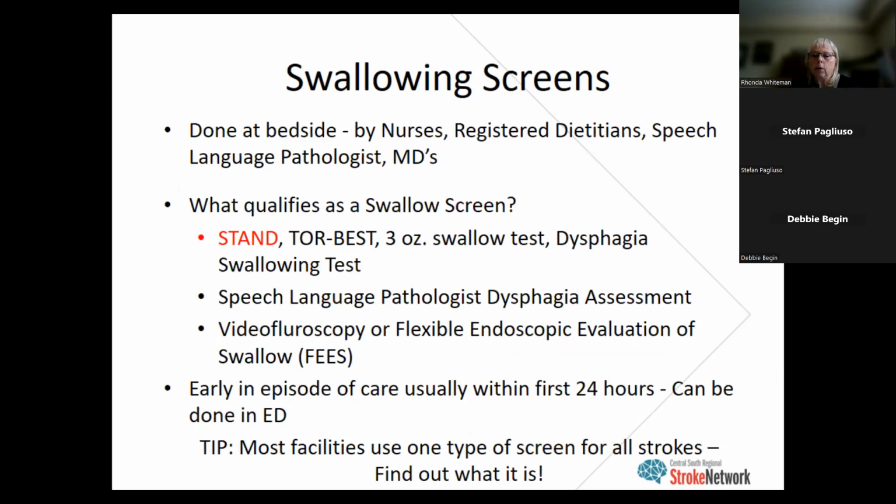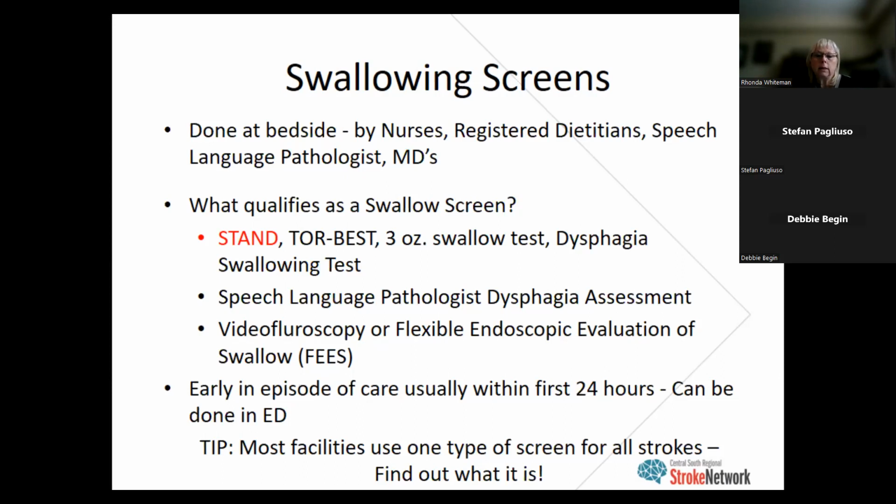You may see in some organizations that don't have SLP, a registered dietitian is documenting a screen. You may only see an SLP assessment in some situations, or some physicians may do a 3-ounce water test. What qualifies as a screen? There are identified tools that organizations will use. Most will use one type of screen, so find out what it is, find out where it is. If you switched your documentation system, find out where it's documented.